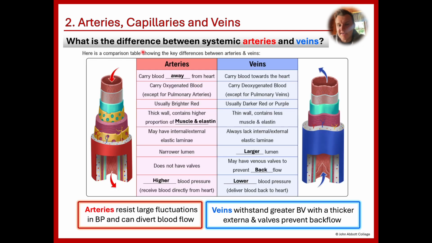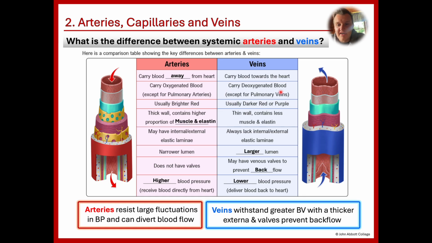So here's a little summary of what we just talked about. It's a comparison table of the difference between arteries and veins. Arteries carry blood away from the heart, veins carry blood towards the heart, right? Arteries carry oxygenated blood, except for pulmonary arteries, which we'll see. Usually in the systemic circuit we are always bringing oxygenated blood to feed the cells, but in the pulmonary arteries there's an exception. You're going to the lungs to get oxygen. We're going to see that in a bit.